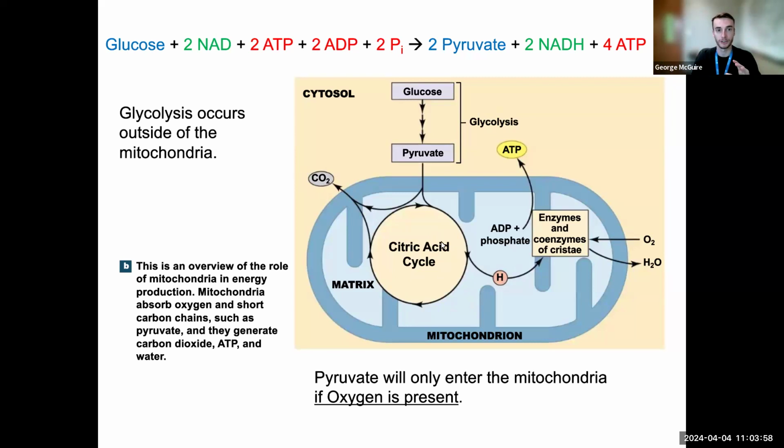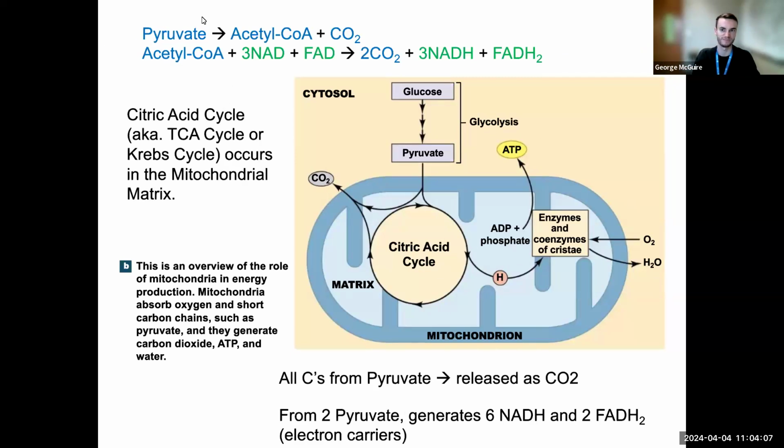And most of that potential energy is now being carried by electron carriers. Those electron carriers will power the electron transport chain, which makes a whole bunch of ATP. So let's look at that next phase now.